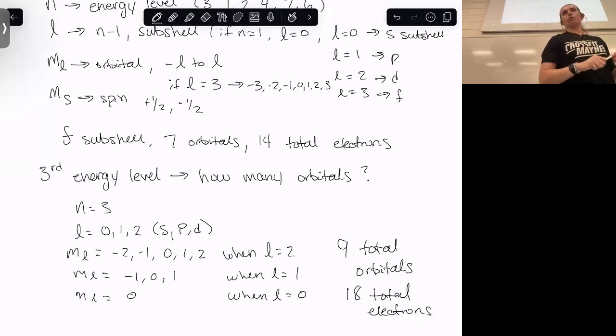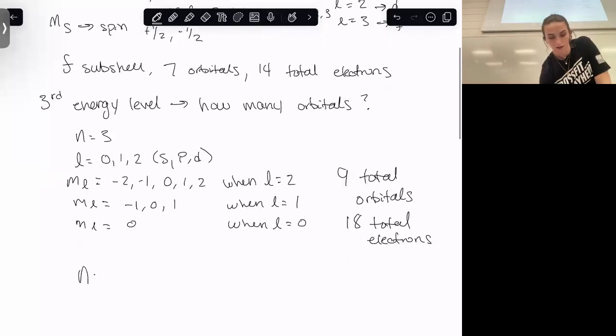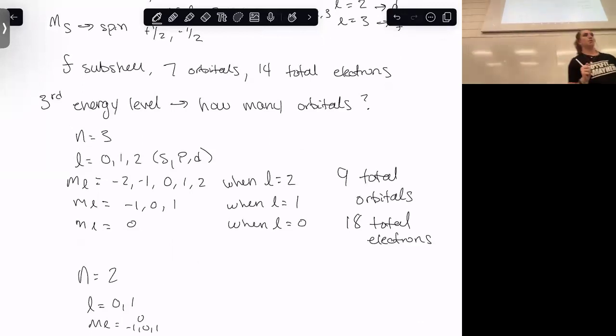I believe that works because if we have n equal to 2, then we'll have l equal to 0, 1, and m sub l is 0, 1, 0. I think that works. Yes. Yep. I think that's correct.